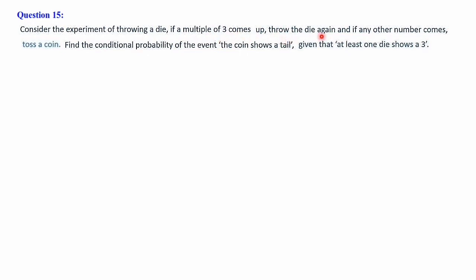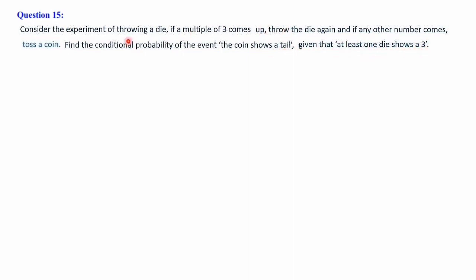We will throw the die again because first we have thrown the die, and again if we get 3 or 6, we will throw the die again. And if any other number comes, meaning 1, 2, 4 and 5, we will toss a coin. So find the conditional probability of the event that the coin shows a tail given that at least one die shows a 3.